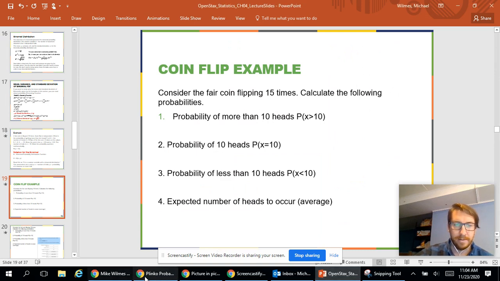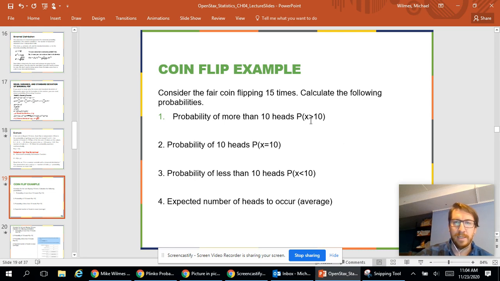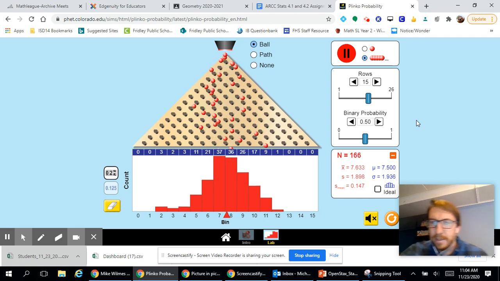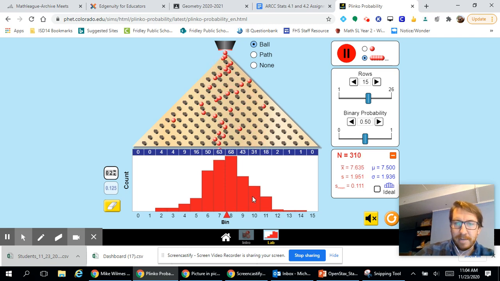Let's see if it runs in the background. Nope, I don't think it does. What are we at? 130. So more than 10 heads. That will be our first one. Nope, it doesn't run in the background. Okay. So more than 10 heads would be here, 11, 12, 13, and so on. So we can watch this run, and it's hard to get more than 10 heads. 10 is common, 11 is common, but wow, it looks like 12, 13, and beyond are hard.